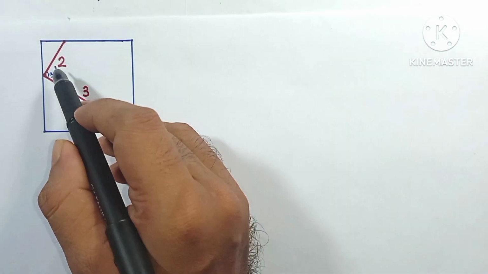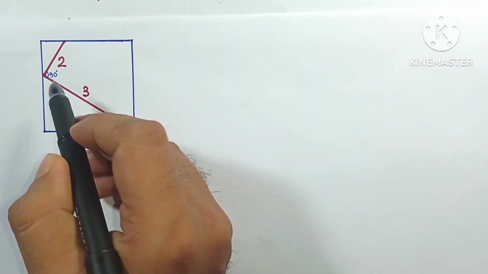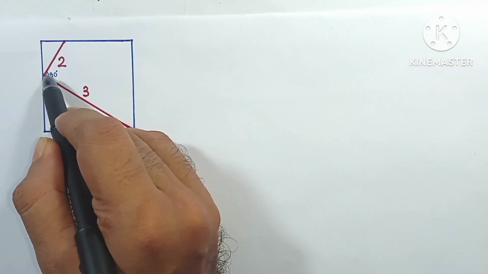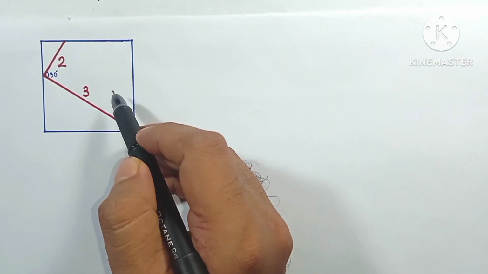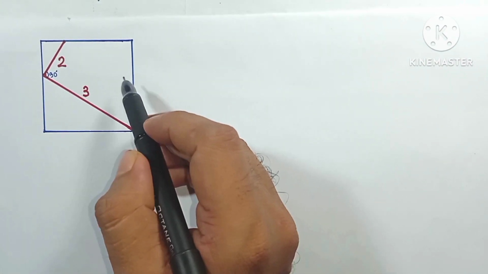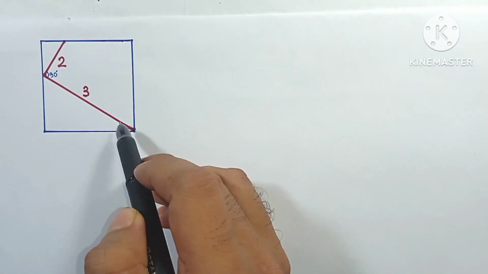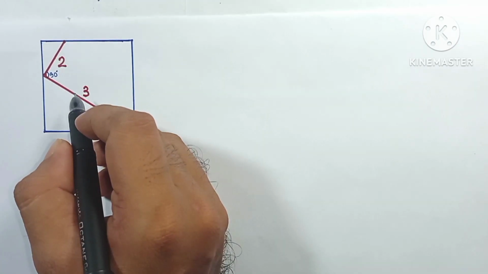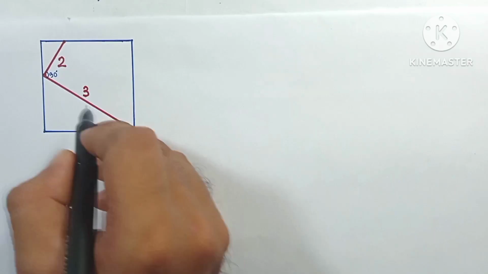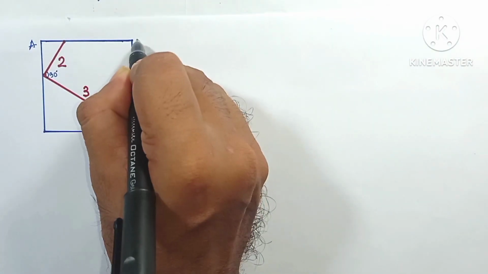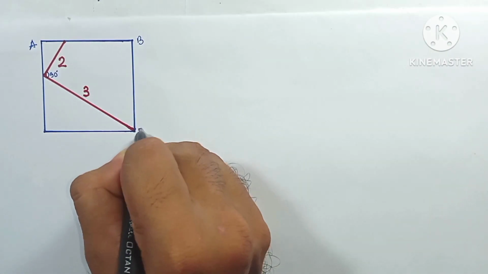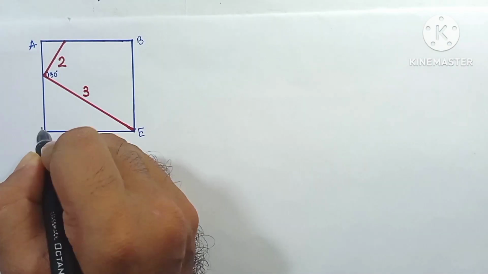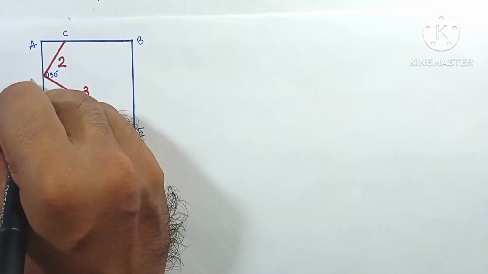In this problem, here we have a square and only these two segments and this angle are given. And the question is we have to find out the area of this square. So let's solve it. First, let's call these vertices of the square as A, B, E, and this is F, and this is C and D.